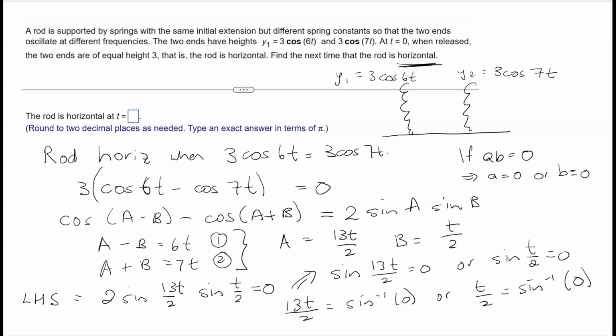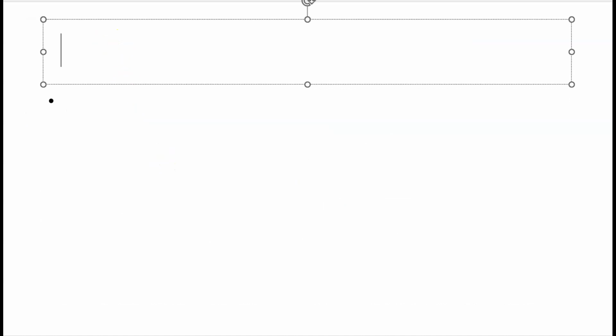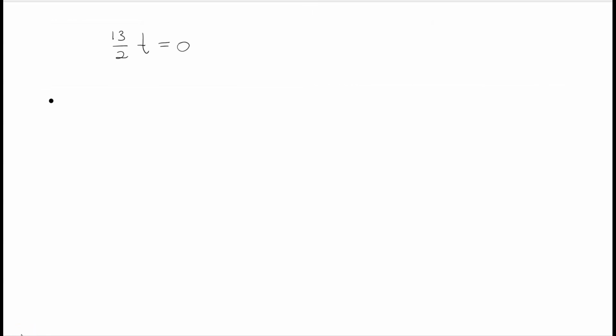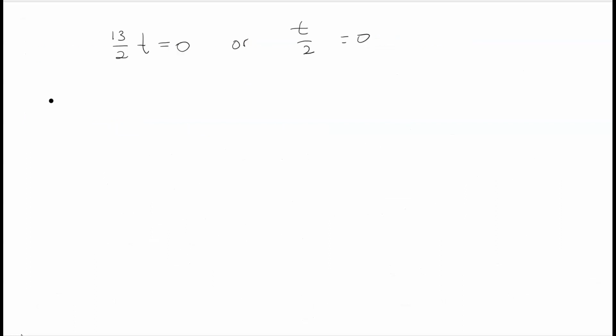Okay, I'm going to insert a slide. So we ended up saying that 13 over 2t equals 0, or t over 2 equals 0, because sine inverse of 0 is 0. Now, we need to think about that. It's 0 or pi. Now, 0 must be where it's starting, so the next time around it would be pi, and the same for this one. It would be 0, but the next time the sine curve is 0 is at pi, because it goes like that, so that's pi. So we need to not worry about the starting situation. It's talking about the next time.